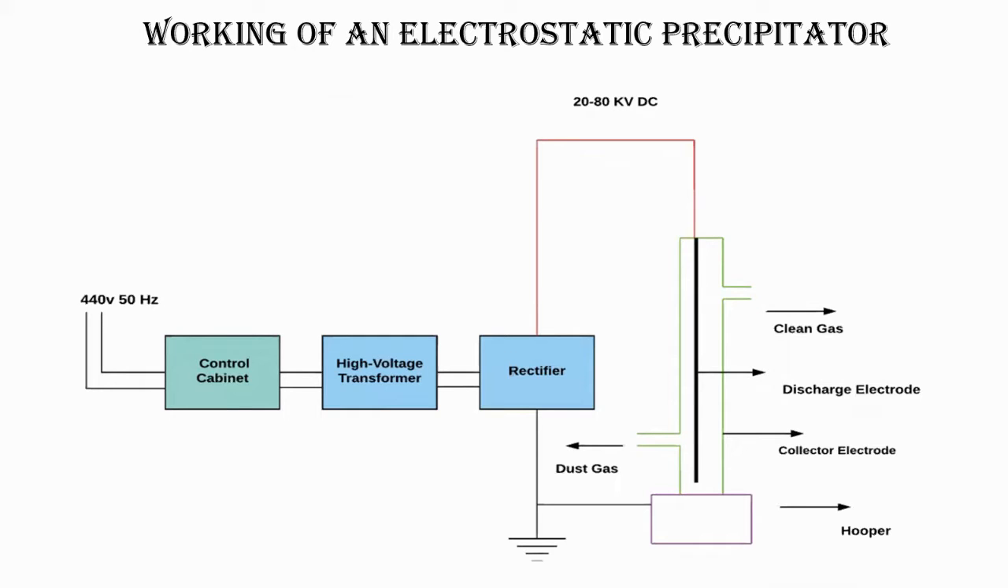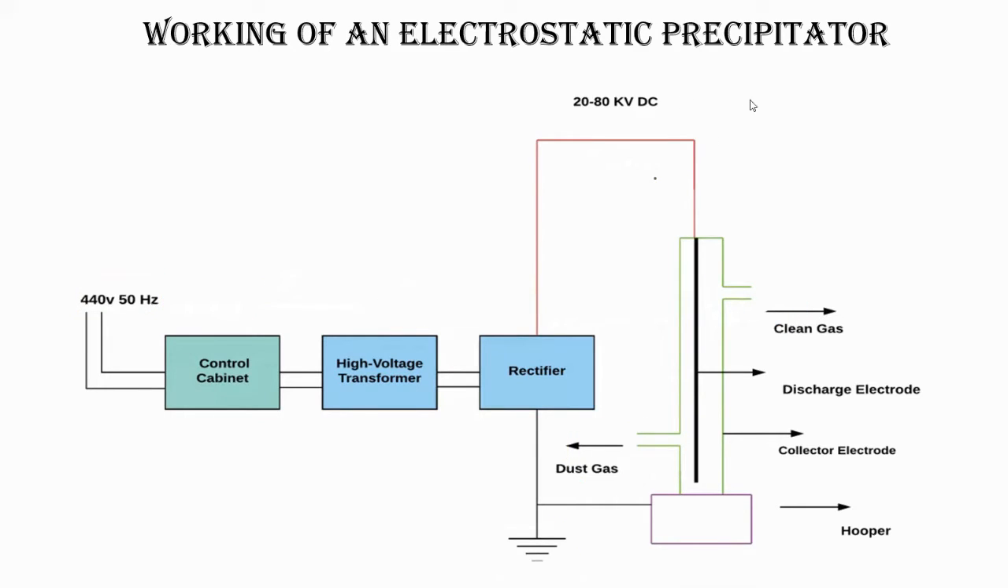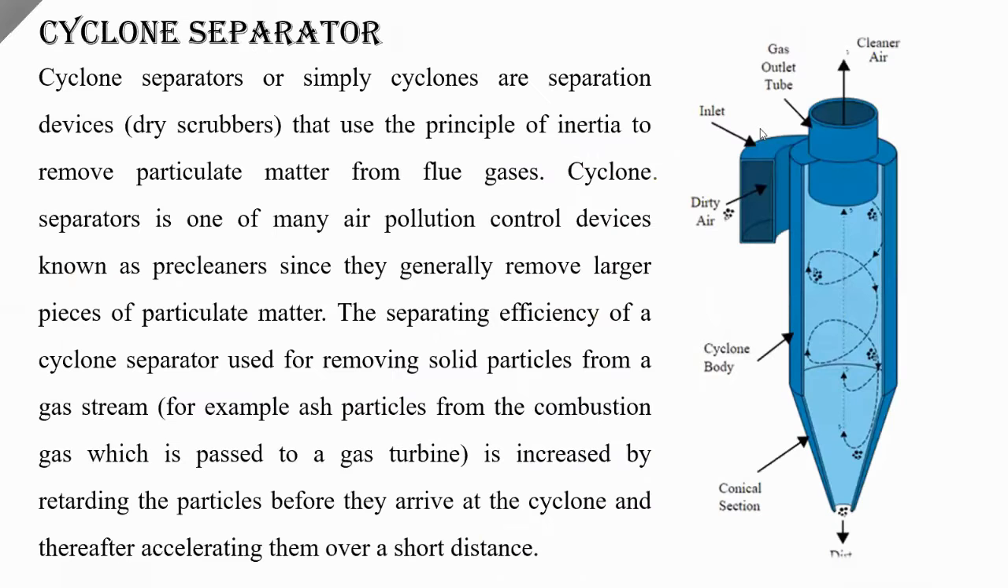Okay, first we need to see what happens. So here we are having a current source, right? A control cabinet is there, a high voltage transformer, and a rectifier is there. Okay, this is the earthing part. Now what happens basically, from this particular end the dust gas enters, right, and it flows through the total system, and from this particular outlet the clean gas is supposed to move out. Okay, this is how an electrostatic precipitator works.